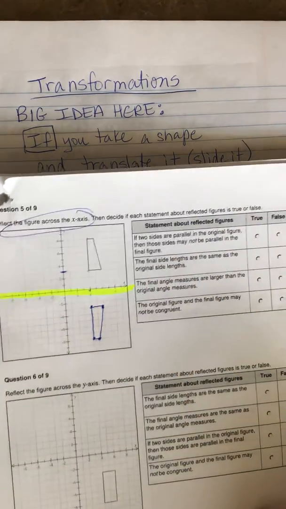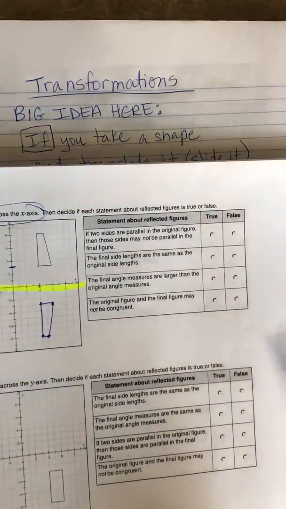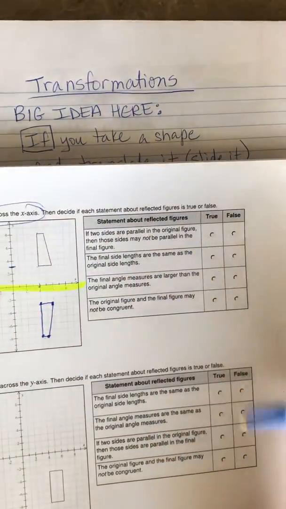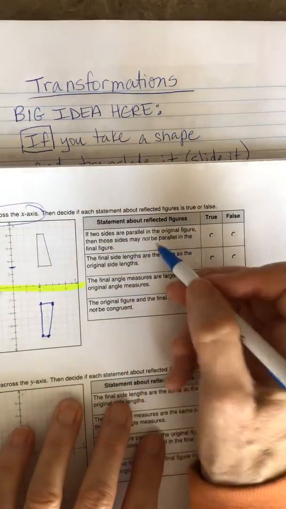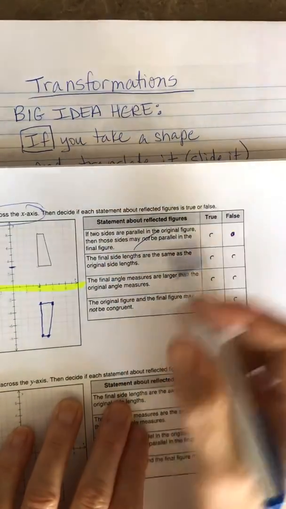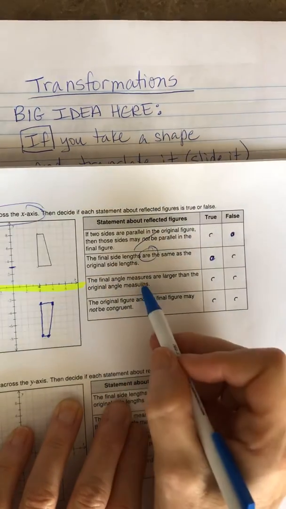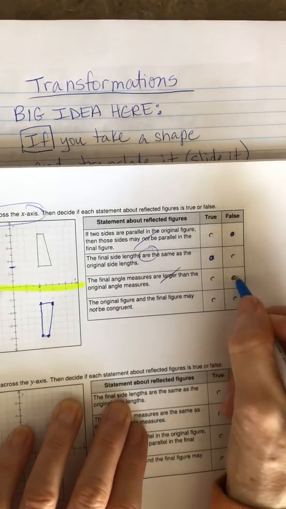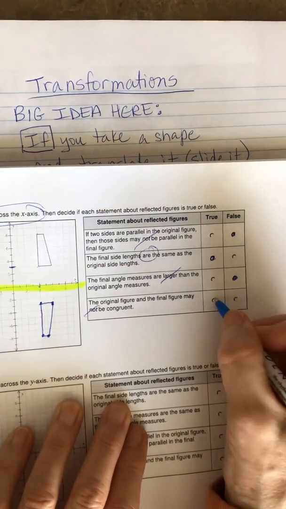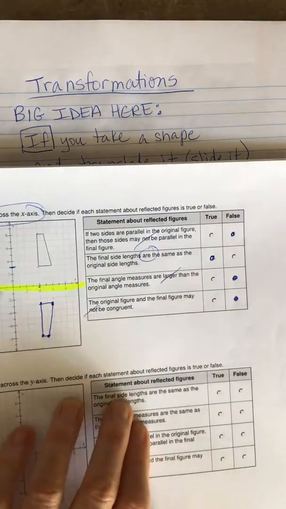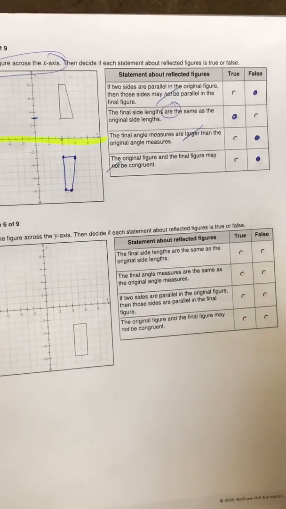That's over the x-axis. All right, and I know I didn't answer after I did on the last question, but we did it actually before we reflected. So again, if the 2 sides are parallel, they may not be. That's false. Final side lengths are the same. That's true. Final measures are larger. That's false. They're the same. And the original figure may not be congruent. That's false. They are congruent. It's a true statement.